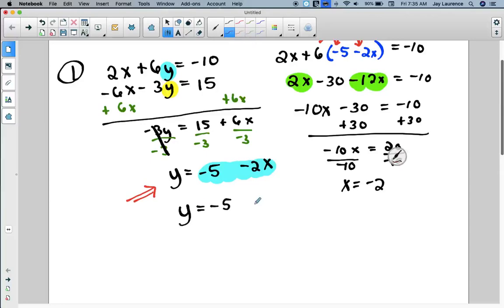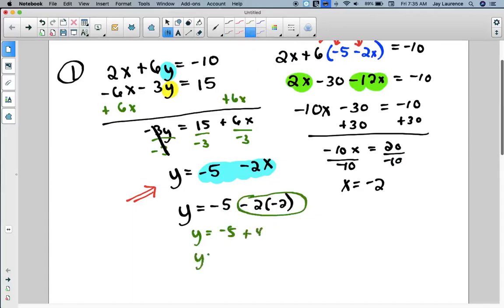So I'm going to get negative 5 minus 2 times negative 2. Okay, I'm going to have y equals negative 5, and then this here, negative 2 times negative 2 is a positive 4.